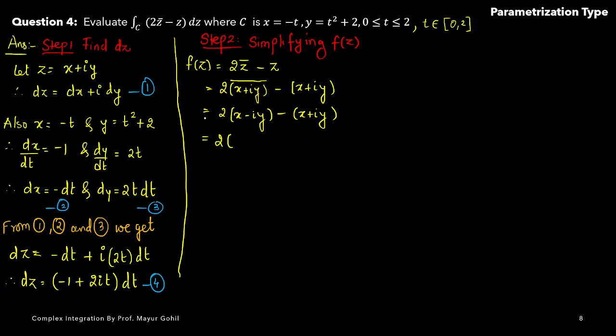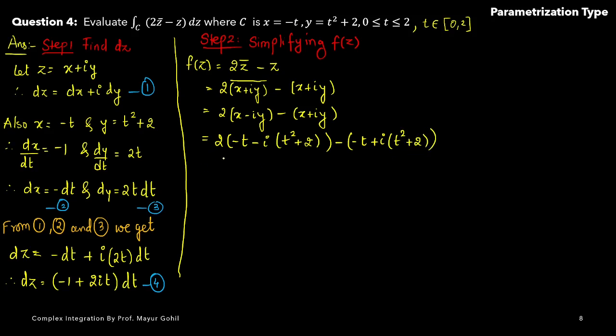2 times x is nothing but minus t, minus i times y, which is t square plus 2. Then minus x plus iy: x plus iy again, minus of t, and y is nothing but plus i times t square plus 2.